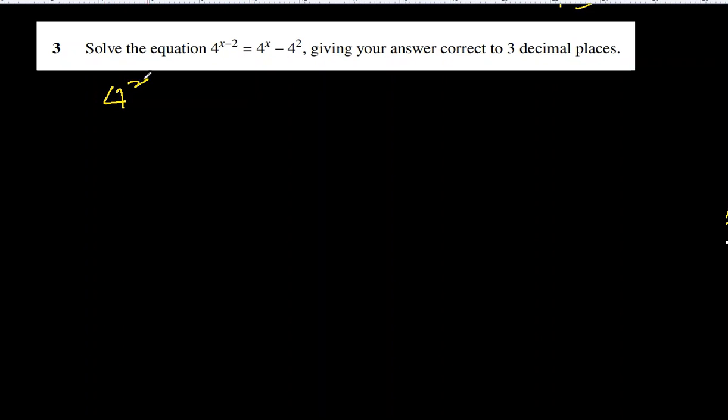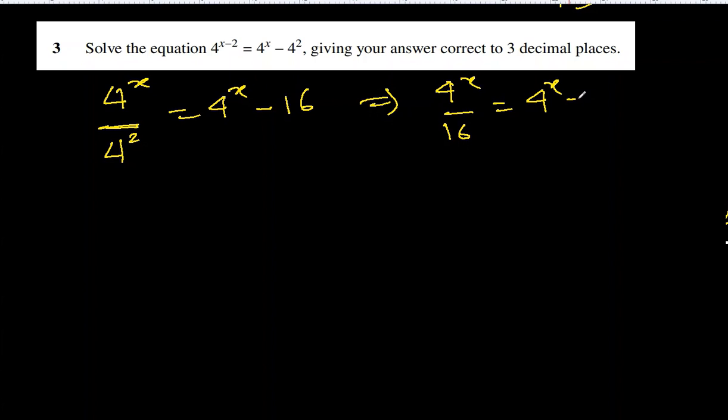So 4 to the power x over 4 squared. I can write this as 4 to the power x minus 2 like this because the exponent is subtracting. That means we can divide the bases. Equal to 4 to the power x minus 4 squared is 16, right? So let's convert that also. 4 to the power x over 16 equal to 4 to the power x minus 16.